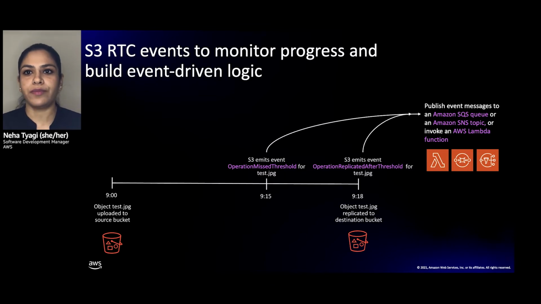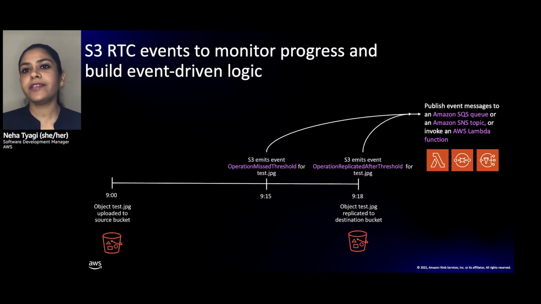Let's say we upload an object in the bucket at 9 a.m. In some unlikely event that we do not replicate it to the destination region within 15 minutes, at 9:15, Amazon S3 will emit Operation Missed Threshold. Then we will throw another event to let you know when we come back into compliance. So in this case, when the object replicates to the destination by 9:18, Amazon S3 will emit a new event, Operation Replicated After Threshold. And this will be at 9:18 here.